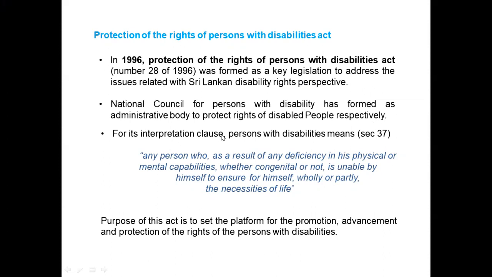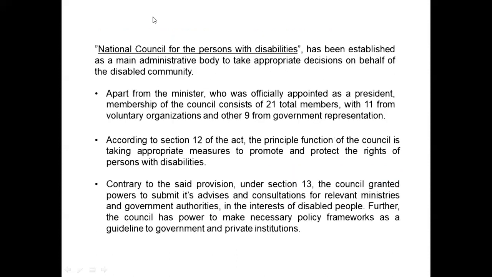For its interpretation clause, persons with disabilities means any person who, as a result of any deficiency in his physical or mental capabilities, whether congenital or not, is unable by himself to ensure for himself, wholly or partly, the necessities of life. Section 37. The purpose of this Act is to set the platform for the promotion, advancement, and protection of the rights of persons with disabilities.